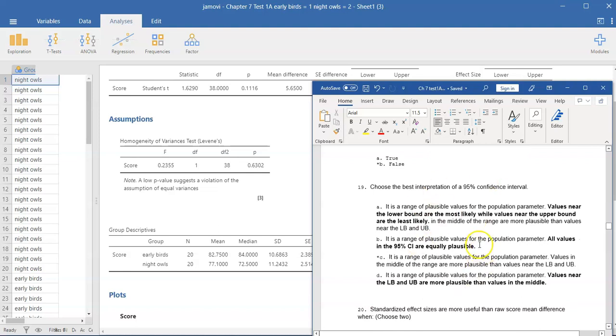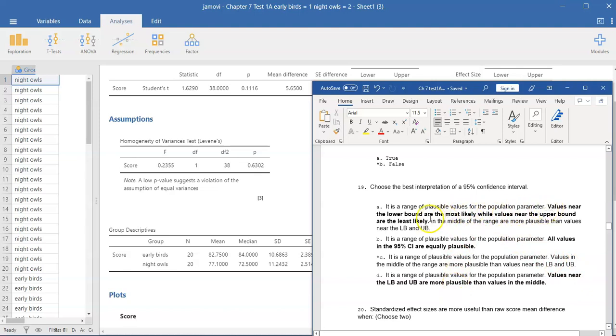Okay, in general, again, the best answer is C here. It's a range of plausible values for the population parameter, and values in the middle of the range of the confidence interval are considered more plausible than those near the upper bound and lower bound. And the things that are wrong with the other statements are in bold.